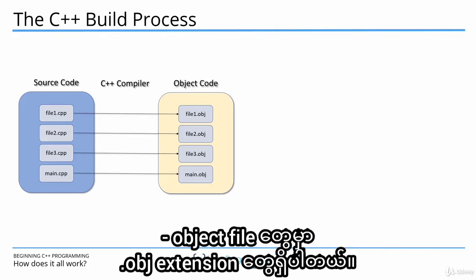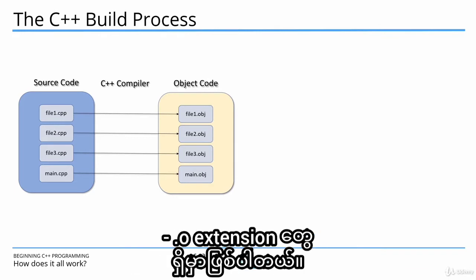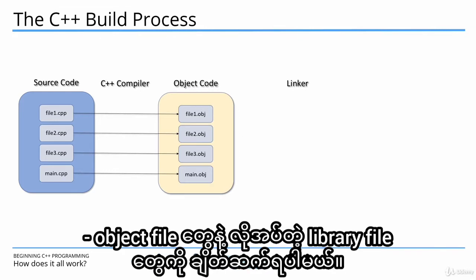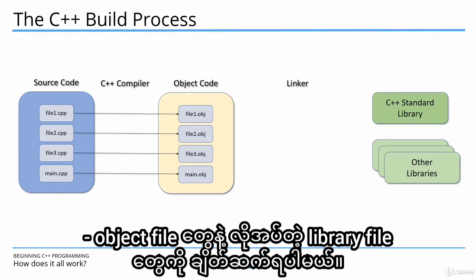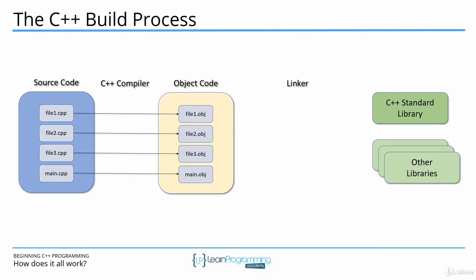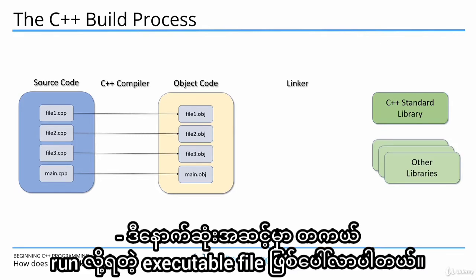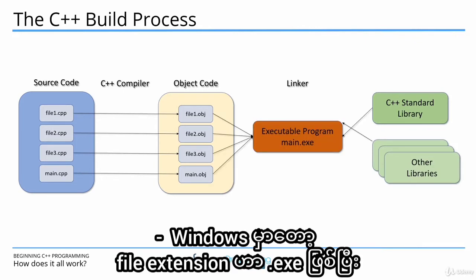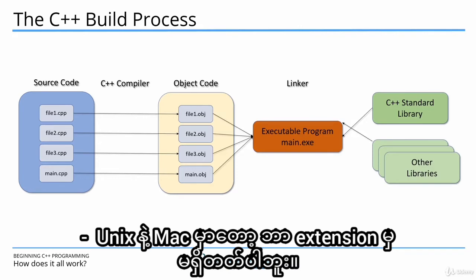On Windows, the object files have .obj extensions, and on Unix and Mac, they will have .o extensions. Finally, the object files and any libraries that our program requires must be linked together. This final step creates an executable file that can run. On Windows, the file extension will be .exe, and on Unix and Mac, they typically don't have any extensions.